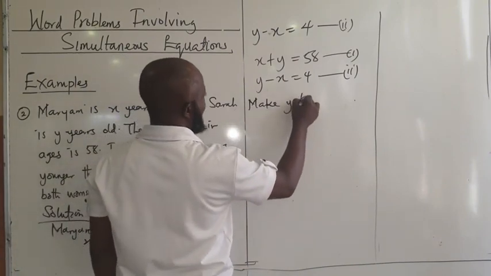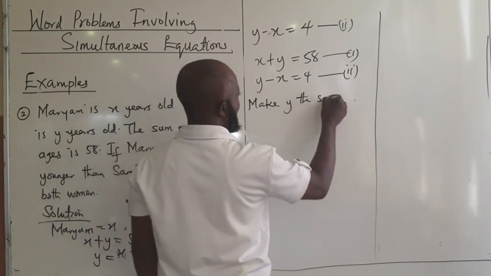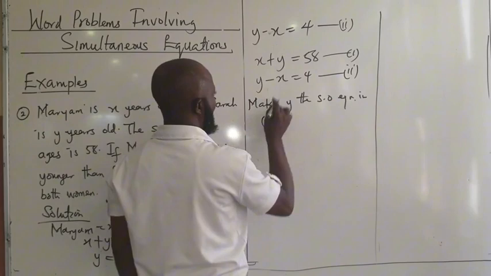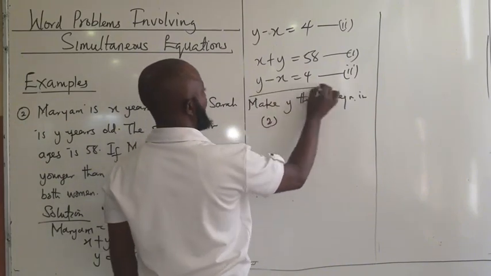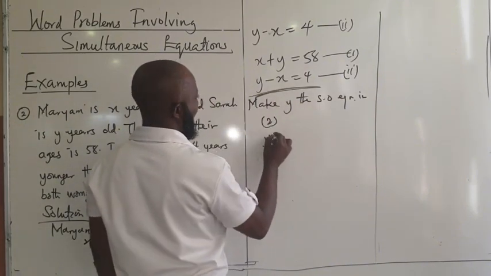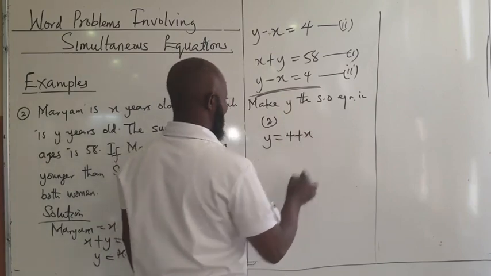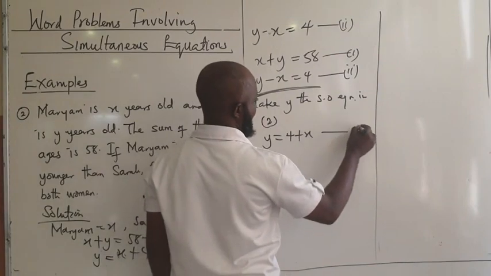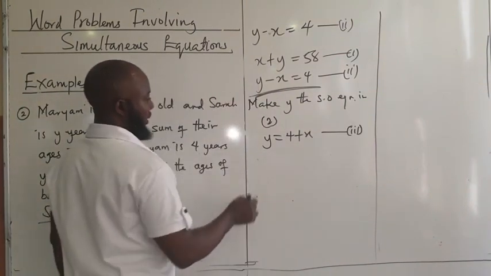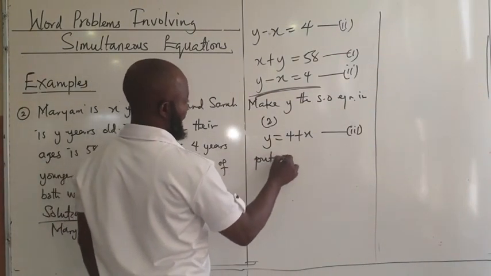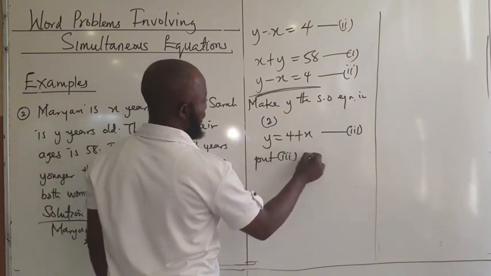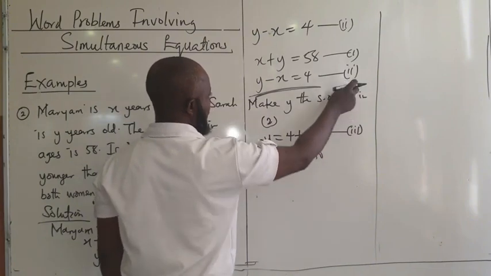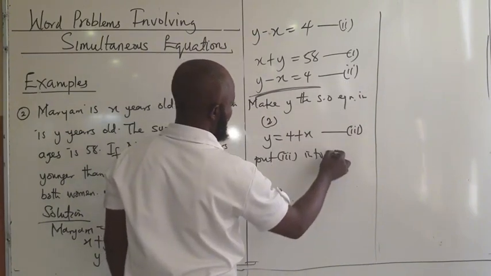Using substitution method, make Y the subject of equation 2. So that we're going to have Y equals 4 plus X. I hope I'm making sense. So this is equation 3 now. So we now put equation 3 into equation 1. We made equation 3 from equation 2, so we put it into equation 1.